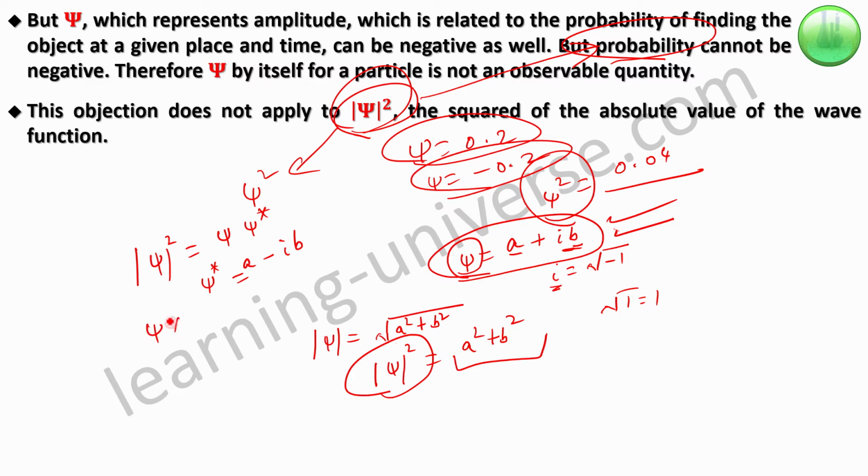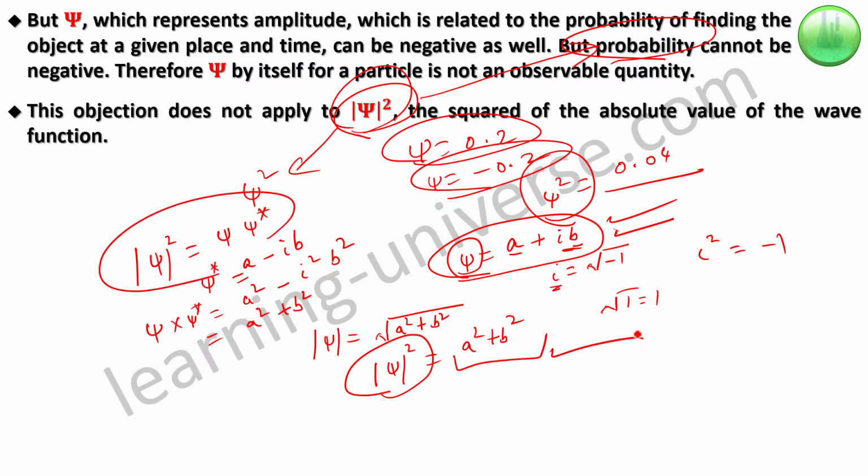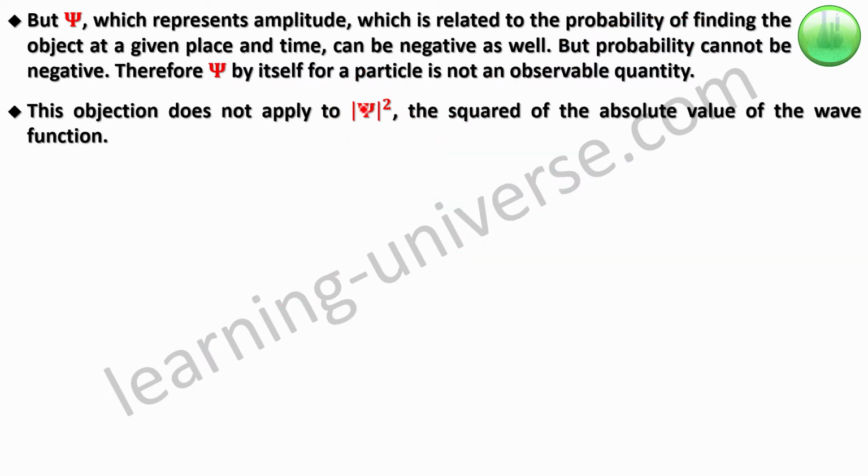So what happens when you multiply psi and psi star? Well, a gets multiplied by a to give a square. a gets multiplied by minus ib to give minus a ib, and ib gets multiplied by a to give plus a ib. They get cancelled. Then ib times minus ib gives you minus i square b square, and i is root of minus 1. So what is i square equal to? Negative 1. Put negative 1 as i square, and this becomes a square plus b square. So mod psi square would be simply psi square if it is real, and it would be equal to psi into psi star if it has an imaginary part also. So that is the reason for using mod at this point.